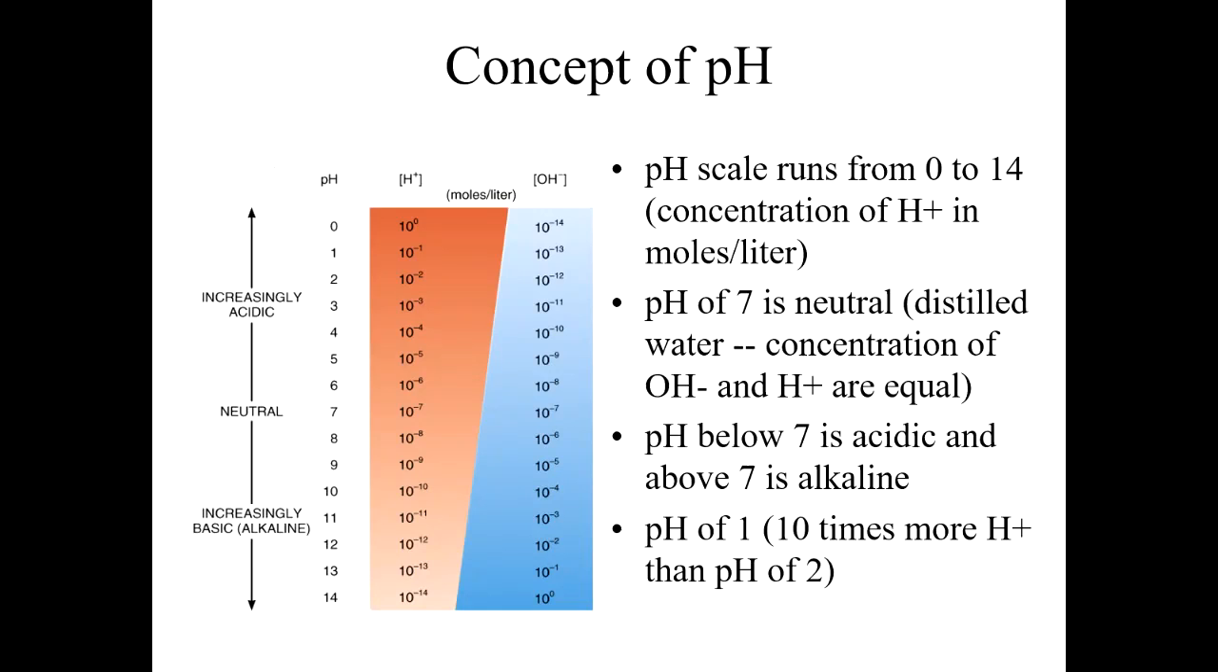So I don't think I said that right in the right order. So let me restate. The higher numbers above 7 are going to be basic. The lower numbers going towards 0 are going to be the most acidic. I'm not sure if I said that at the first one or not. Let's see. To make sure that I'm getting everything from this one.